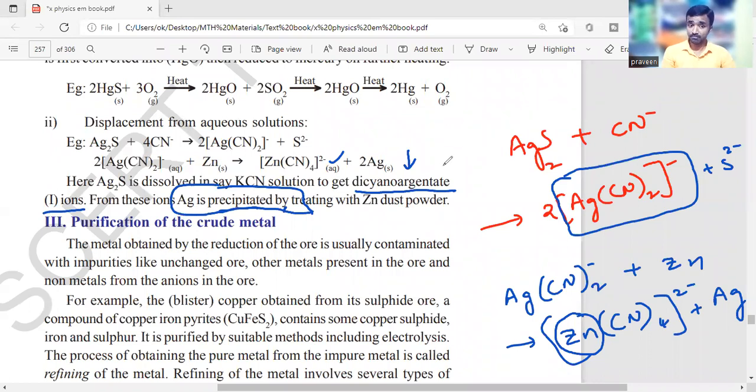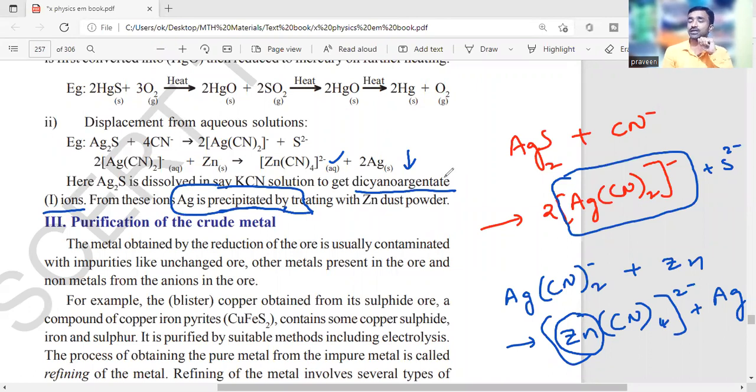Then maybe they will ask you to explain the stages. The first stage is physical methods: hand picking, washing, froth flotation, and magnetic separation. The second stage is extraction of crude metal from the ore. In this you have three different methods: for highly reactive, moderate reactive, and least reactive metals.